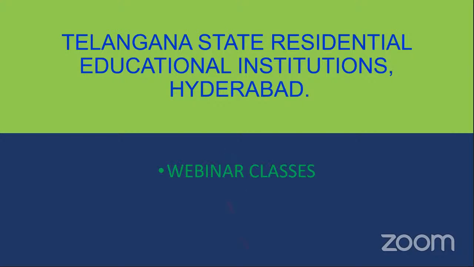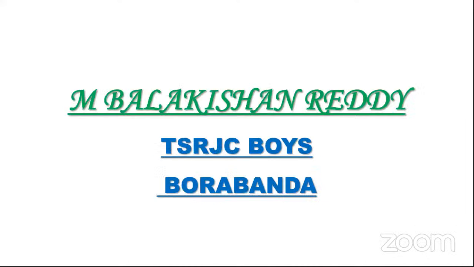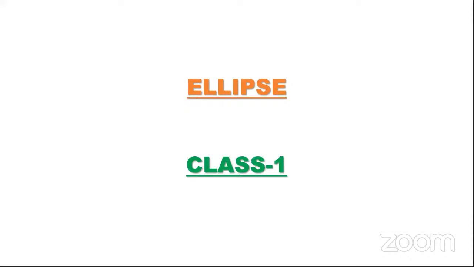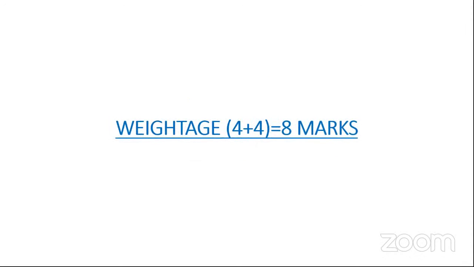Class Ellipse, class 1. So what is meant by ellipse? First we discuss the conic section, which carries 4 plus 4 marks weightage in IPE.